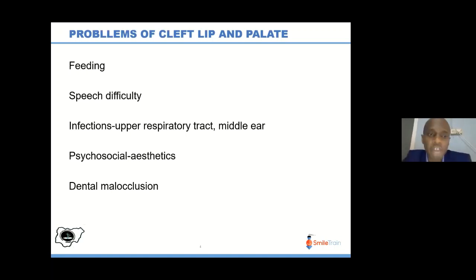We can also have infections, upper respiratory tract infection and middle ear infection, and psychosocial problems, that's aesthetics. Because of the look of the children, most parents don't take their children out. It has been recorded that some parents even don't feed the baby because of the social impairment of that cleft. And lastly, there's dental malocclusion, which is common with the cleft palate.